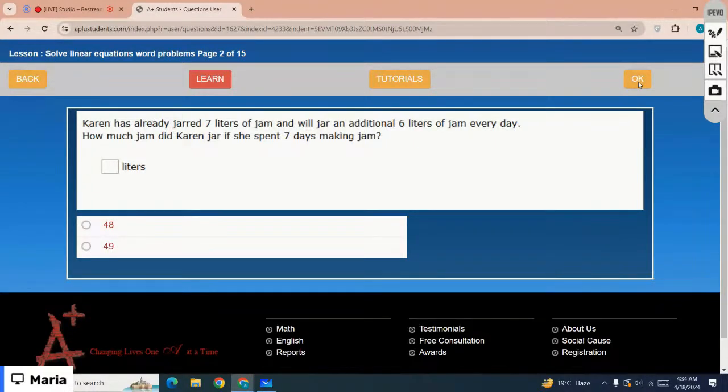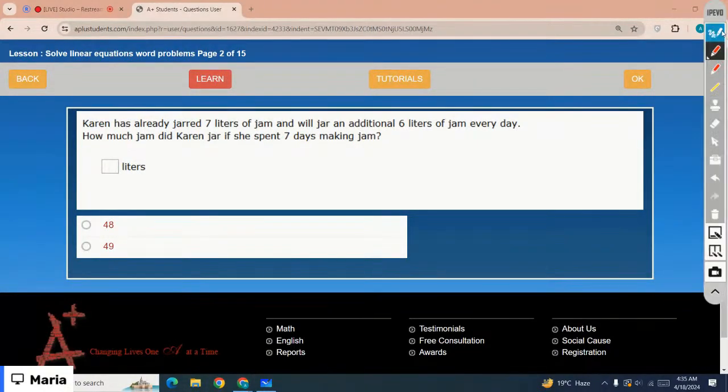Karen has already jarred 7 liters of jam and will jar an additional 6 liters of jam every day. How much jam did Karen jar if he spent 7 days making jam? So which is the correct option? He already jarred 7 liters, and will jar an additional 6 liters of jam every day. How much jam did Karen jar if he spent 7 days making jam?